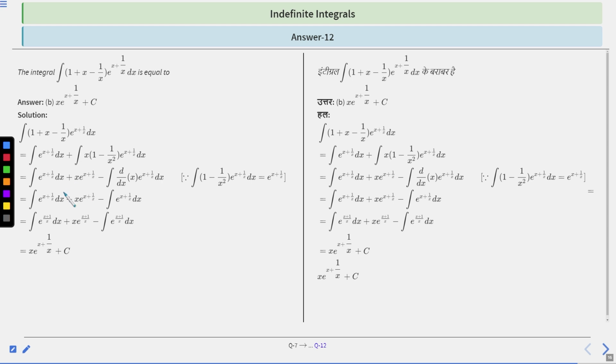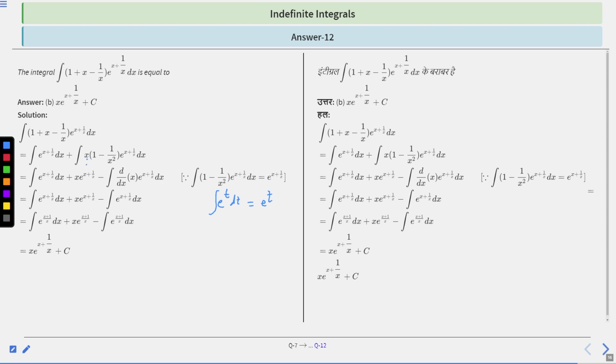We have applied integration by parts in these two, this one and this one, right? In these two. Clear? And we know that the integration of (1 minus 1 by x square) e to the power x plus 1 by x dx is equal to e to the power x plus 1 by x. Why? Because you have taken x plus 1 by x as t, then (1 minus 1 by x square) dx will be dt. That is equal to the integration of e to the power t dt, which is equal to e to the power t, right? And t is x plus 1 by x, right?